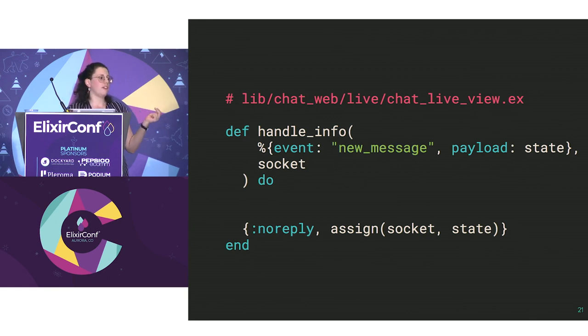We implement a handle_info/2 function that matches our event type of new message. All the other subscribing LiveView processes are going to receive this event broadcast, handle it with the handle_info, and respond by updating their own socket assigns with the payload describing the updated chat, which will cause the page to re-render, including the new message at the bottom of the chat log.